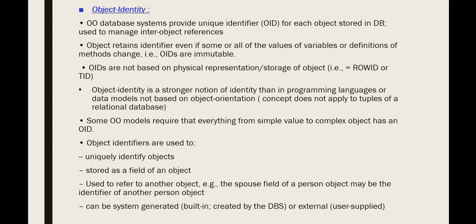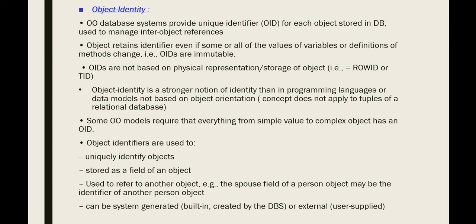The object identity is a stronger notion of identity than in programming languages or data models not based on object orientation. However, this concept does not apply to tuples of a relational database. By tuples here, a tuple is one type of type constructor, or we can say one type of object structure, which in simple words we can say is a record that is represented in the form of rows. Alright, we shall see about that.